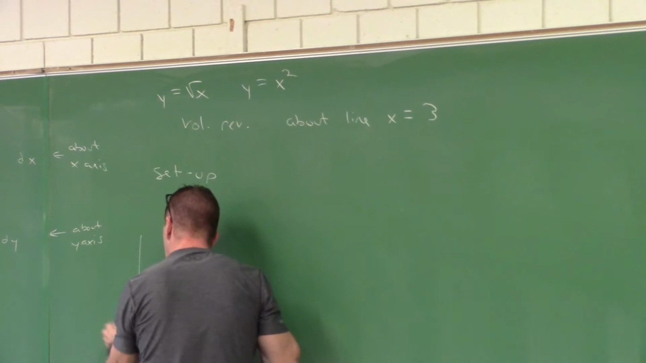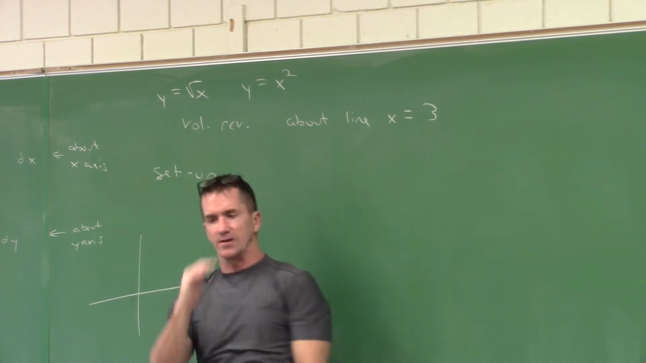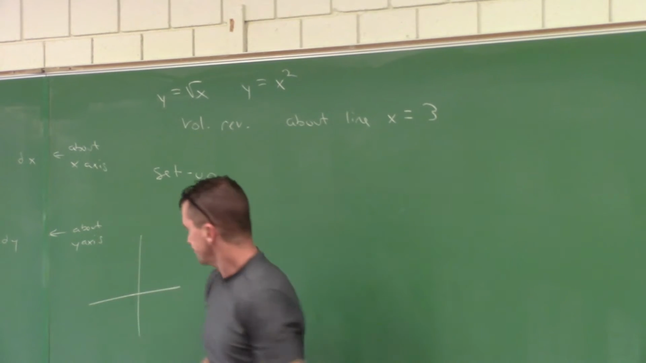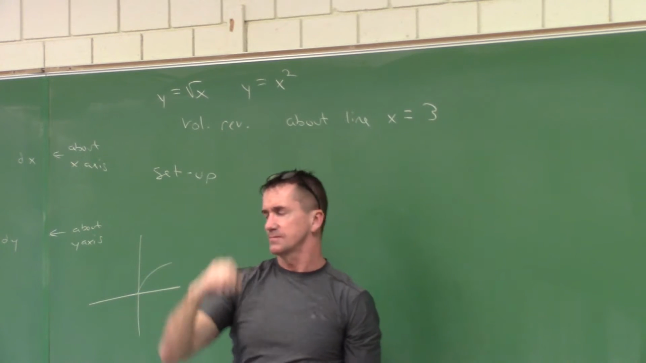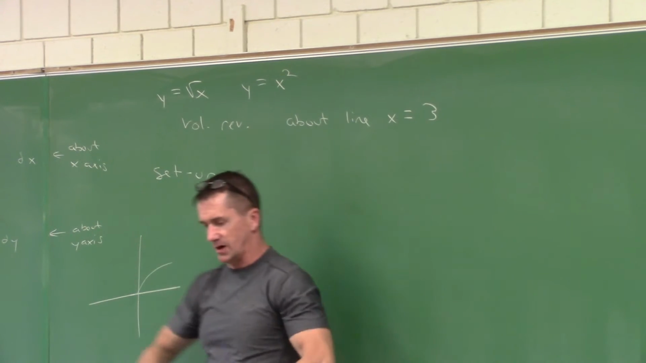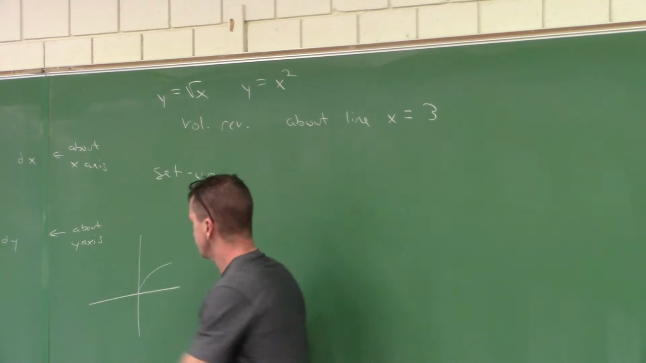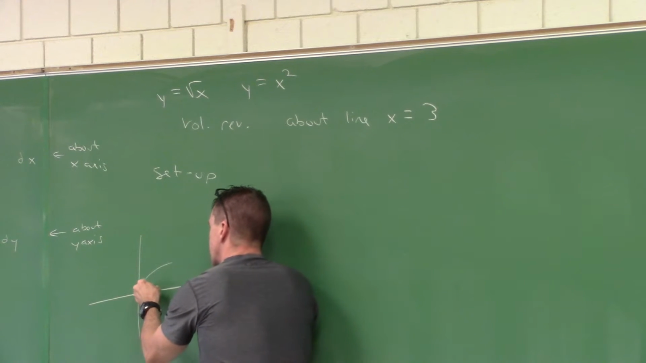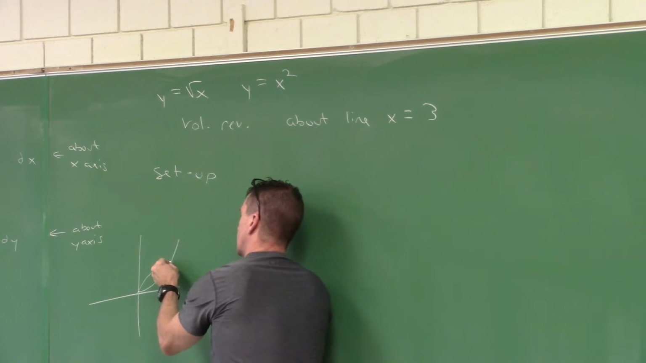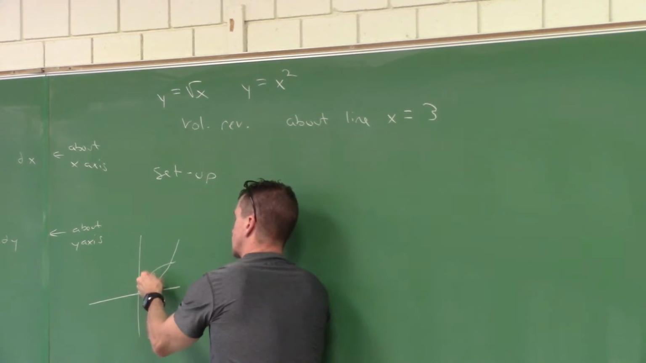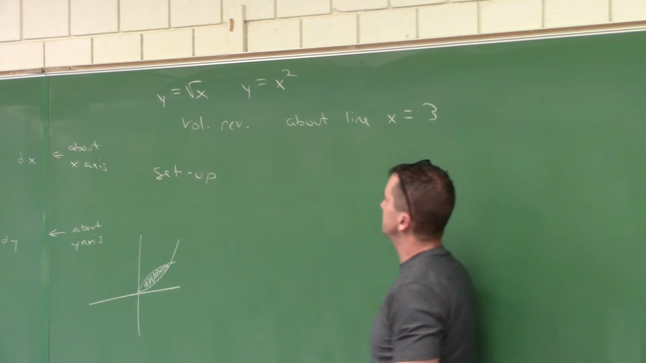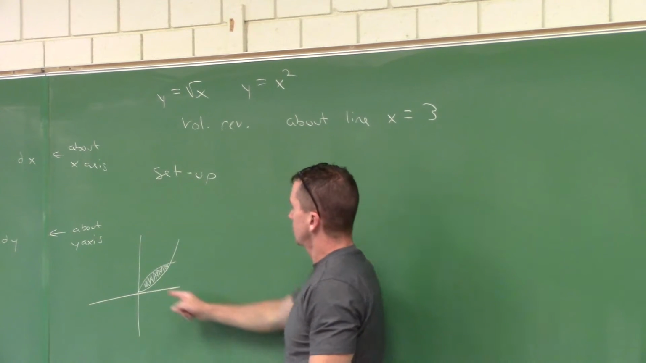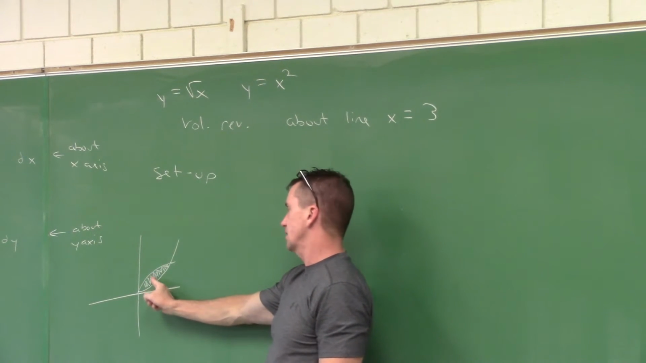Well, we always draw a picture first, right? Square root of x goes like that. The square root of x function curves like that. y equals x squared, a parabola, right? And eventually they do intersect. So there's that region we're talking about.